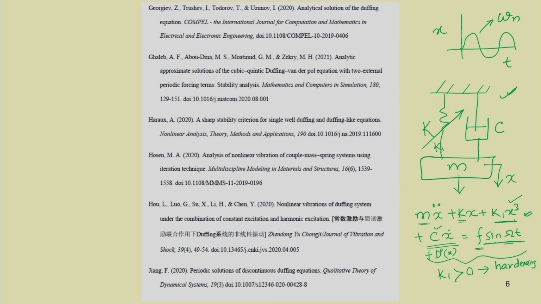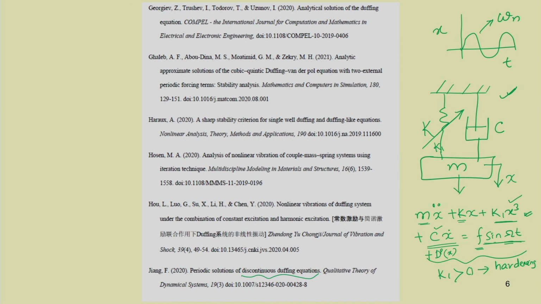Now, by putting in this nonlinearity, today in class we are going to see how the effect will be, if we take different values of m, k, k1, c and f. These are recent papers which you may go through. For example, this last paper is on periodic solution of the discontinuous Duffing equation. You have seen this equation, and you can have a discontinuous Duffing equation, meaning a discontinuous type of forcing.